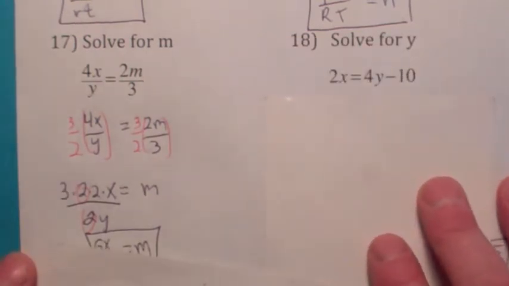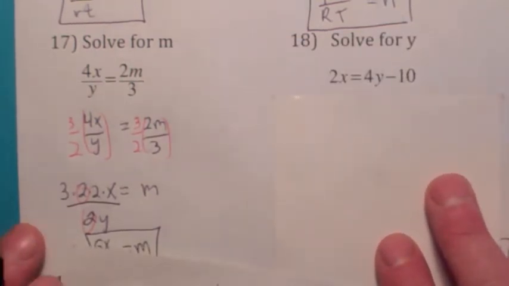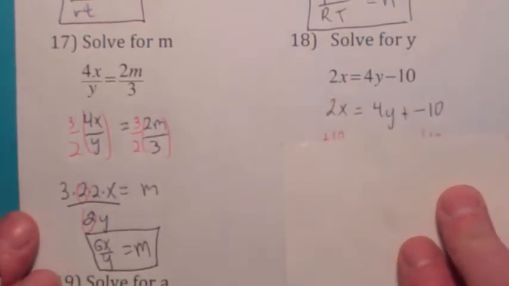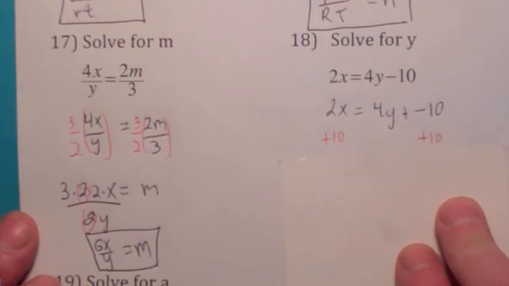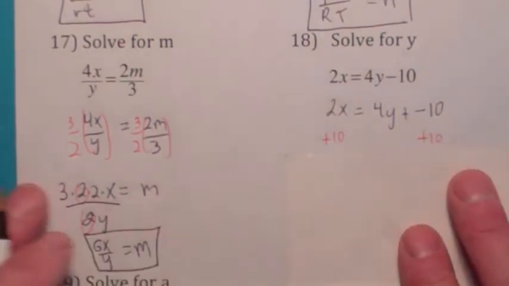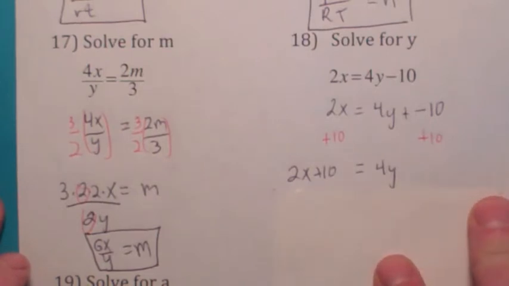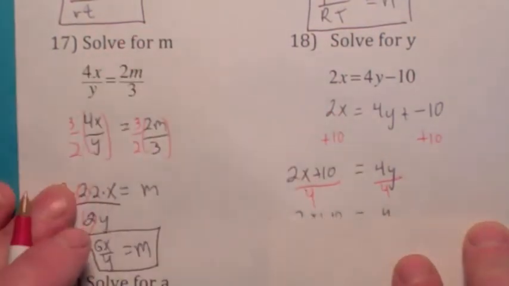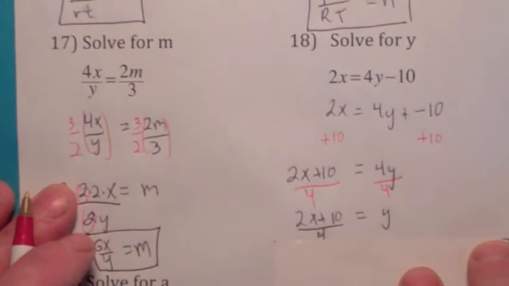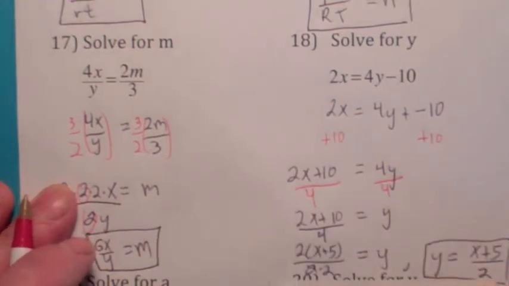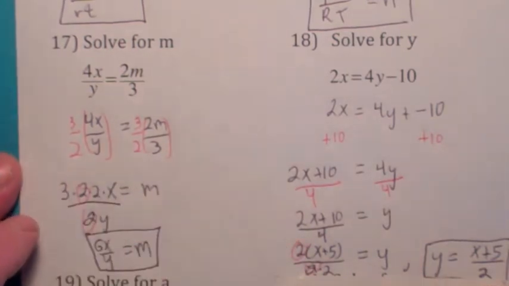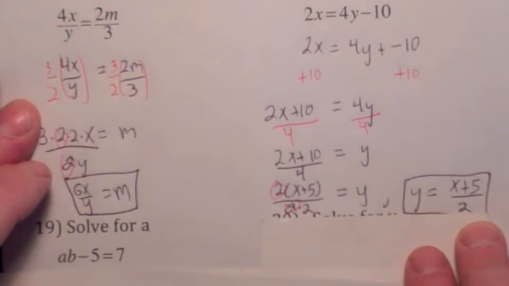Okay, on this one, if you want to solve this for y, what we're going to do is write it in additive form. Then let's go ahead and get the y's on the right side, so let's add 10 to both sides. So on the right side you just have 4y, on the left side you have 2x plus 10. Now the important step here is to get y by itself, you divide both sides by 4. Can we reduce that? Yes, we can. On the left side, you can factor the top using the distributive law, and you can cancel a 2. So your final answer should be y equals x plus 5 over 2.